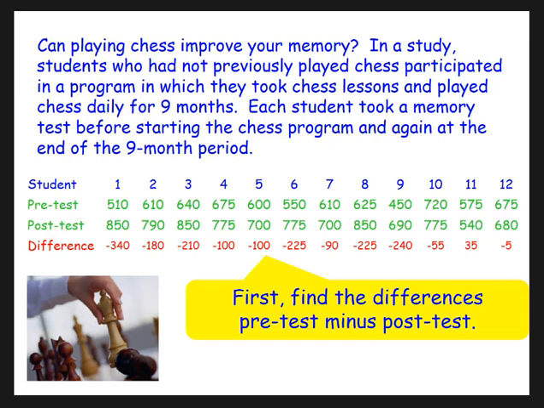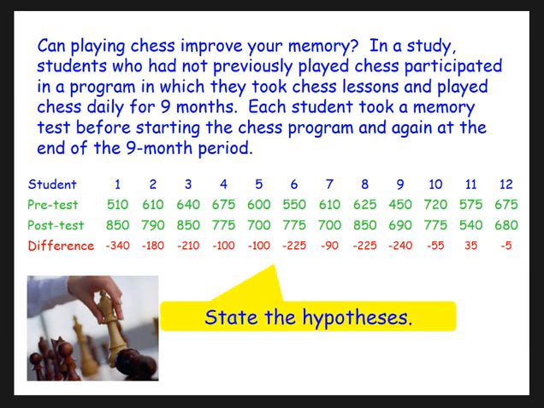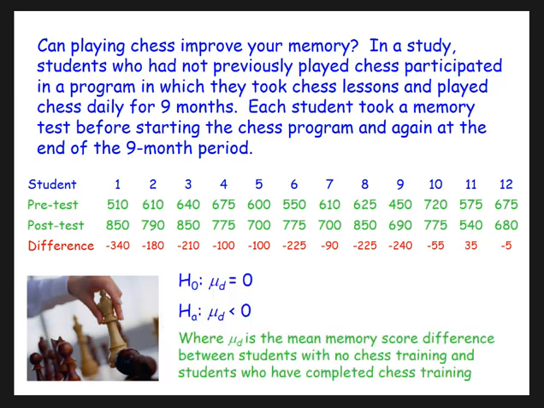So we have 12 randomly selected students and a before and after, pre-test and post-test. So again, it's not two separate samples, it's one sample with two different treatments. We've got their differences on that test. So the null hypothesis is that the mean difference is 0. The alternative would be that the mean difference is less than 0.